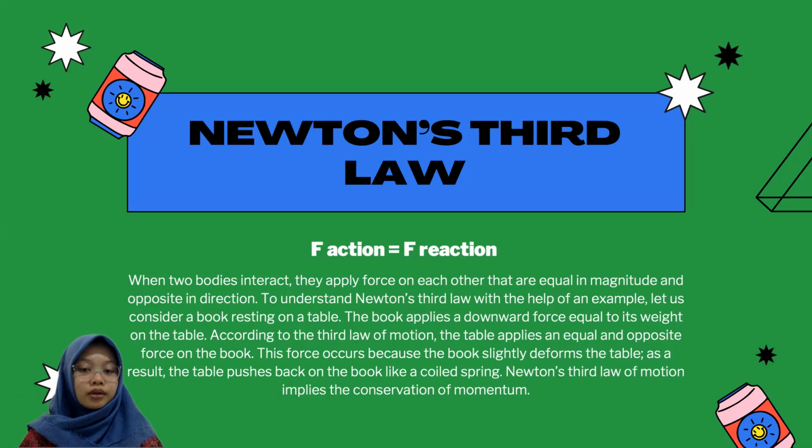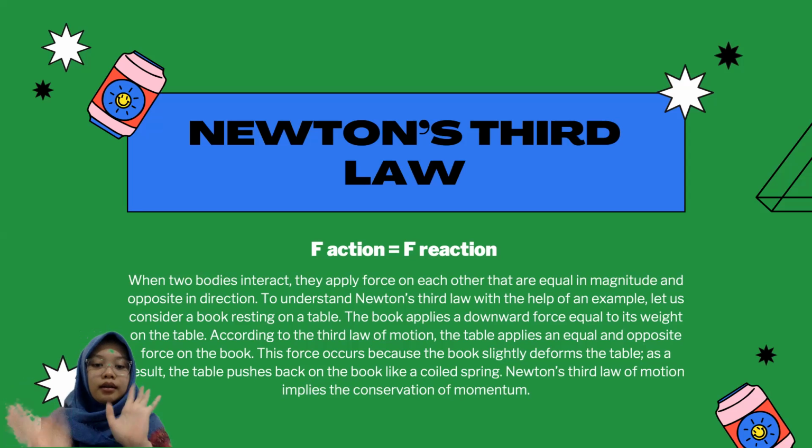To understand Newton's third law with the help of an example, let us consider a book resting on the table. The book applies a downward force equal to its weight on the table. According to the third law of motion, the table applies an equal and opposite force on the book. This force occurs because the book slightly deforms the table. As a result, the table pushes back on the book like a coiled spring.